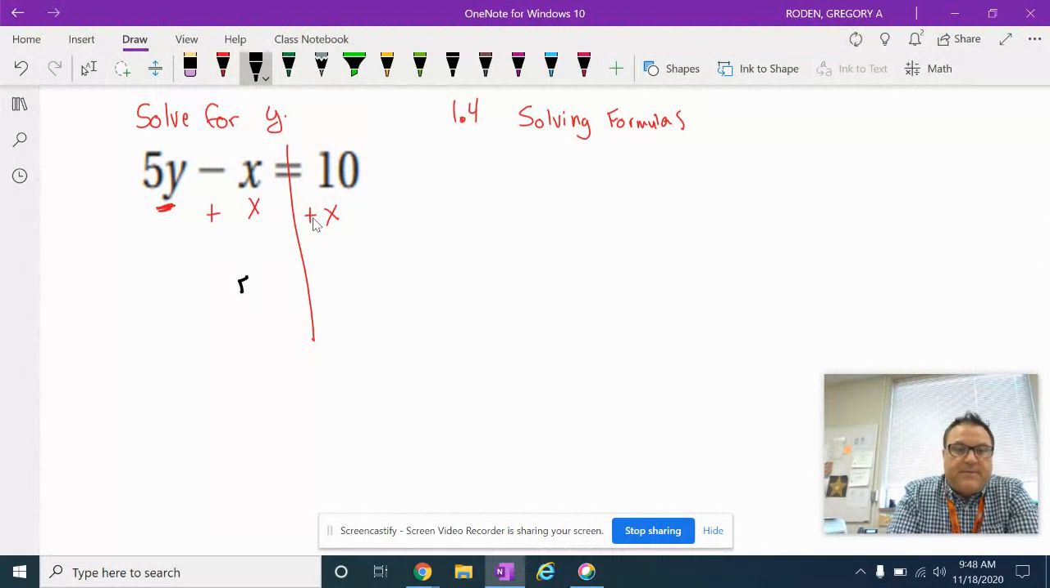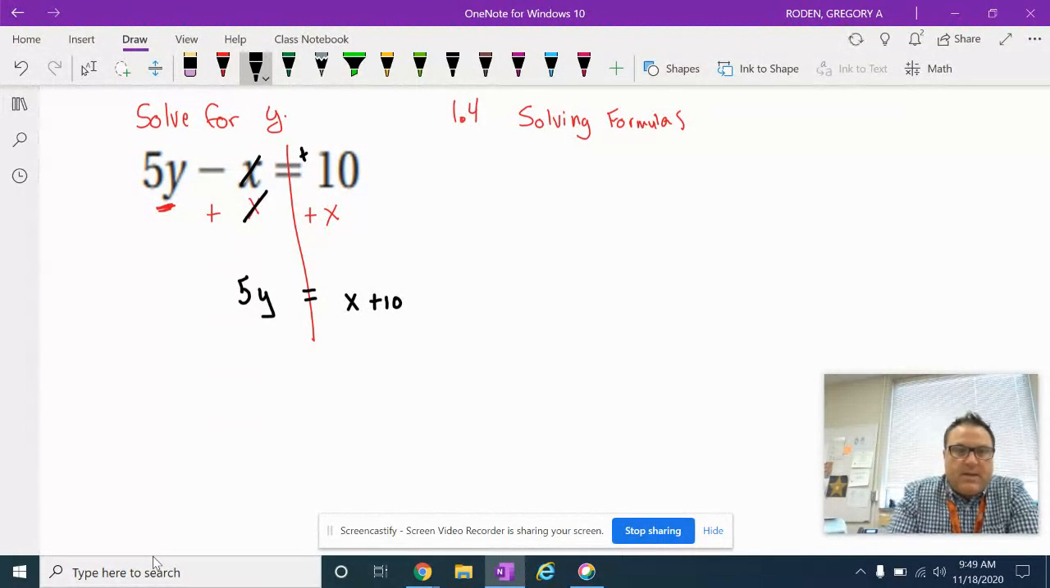When I do that, what do I get? I still have the 5y on this side. These x's cancel out to 0. I don't need to say 0x, and I always like to put the x first and then the number. So this is x, and this is really a positive 10. So this is x plus 10.